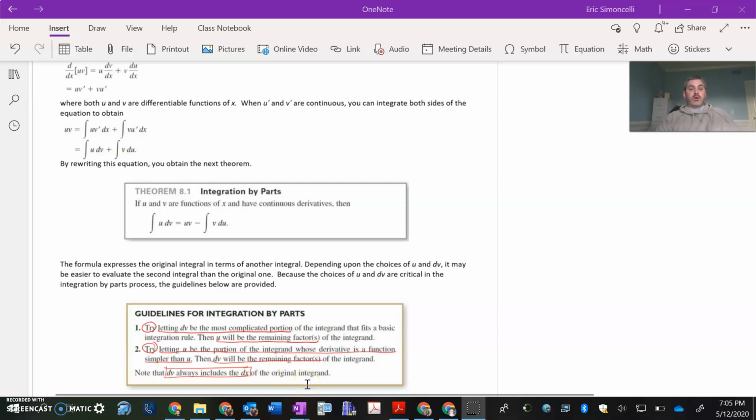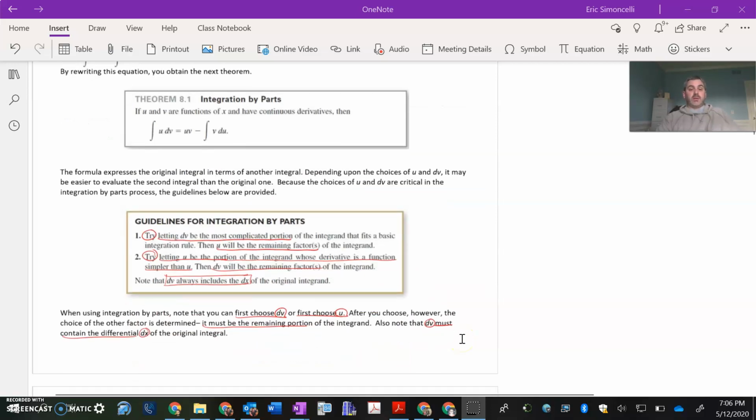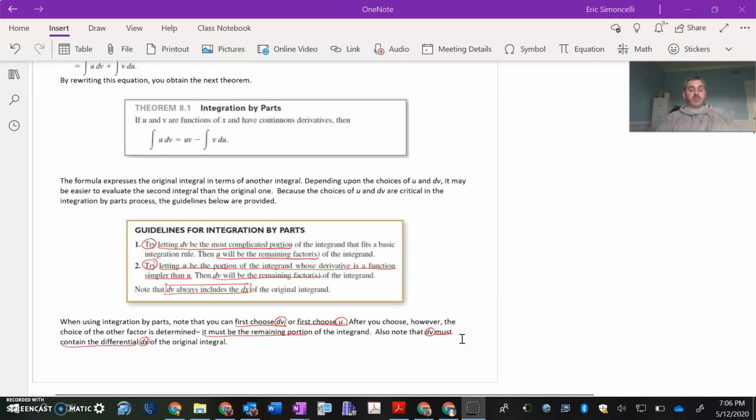We'll talk more about why that particular expression needs to be applied in the theorem up above, and you're going to see that unfold nicely in some of the examples we're about to dig into. When using integration by parts, note that you can first choose dv or first choose u. After you choose, however, the choice of the other factor is determined. It must be the remaining portion of the integrand. Also, note that dv must contain the differential dx of the original integral.